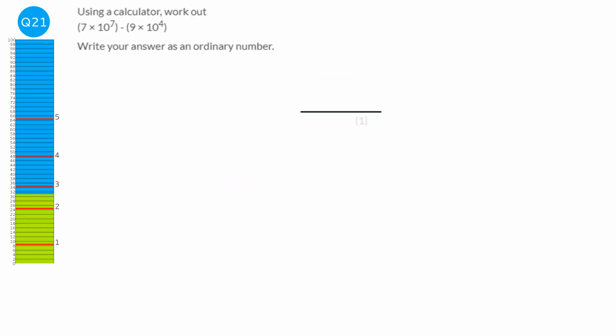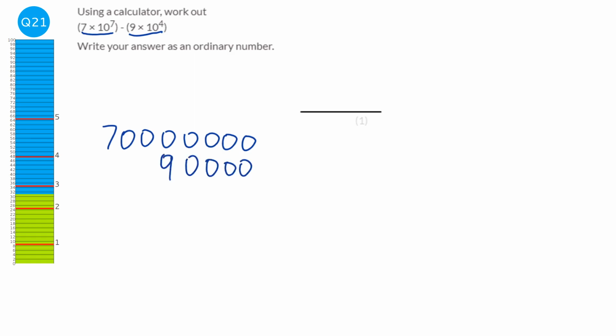So the only way of answering this question is to work out what these are as ordinary numbers. And so 7 times 10 to the power of 7 would be 7, 1, 2, 3, 4, 5, 6, 7. And 9 times 10 to the power of 4 would be 90,000. So that would be 9, 0, 0, 0, 0. And so we're just subtracting them like that. And so we'll get 69,910,000.